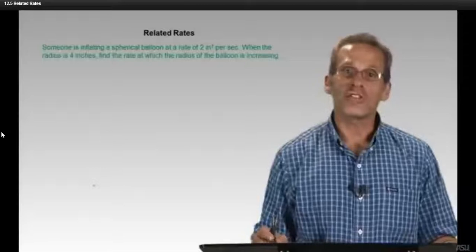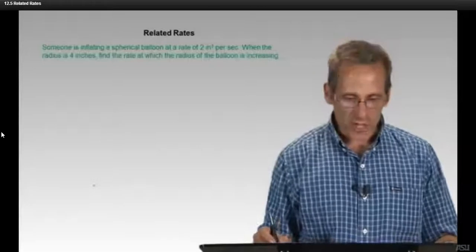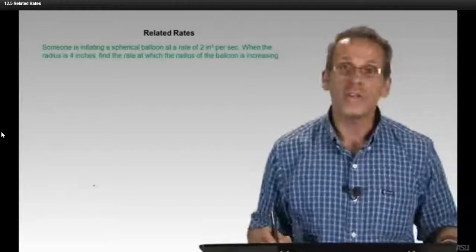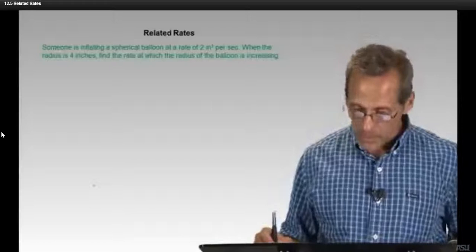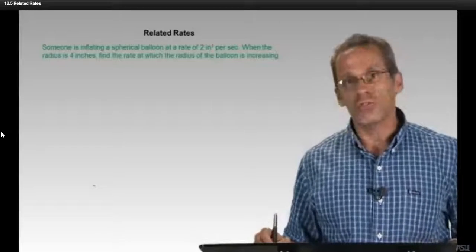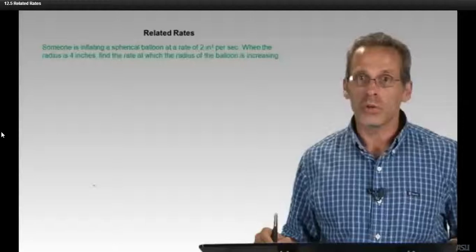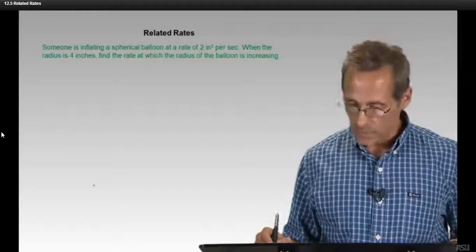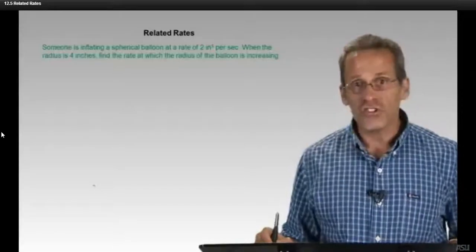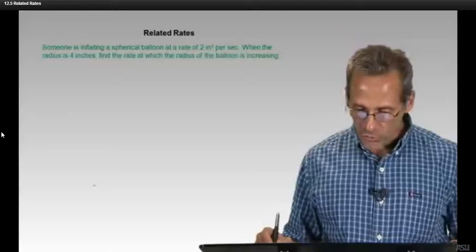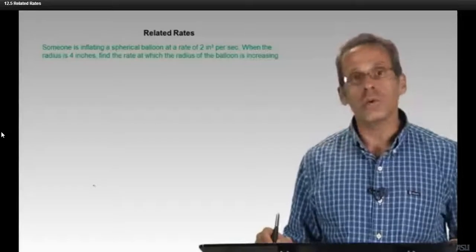So let's look at the first scenario. Specifically, here is the scenario. Someone is inflating a spherical balloon at a rate of 2 inches cubed per second. So inches cubed is a volume, so this is volume per time. When the radius is 4 inches, find the rate at which the radius of the balloon is increasing.